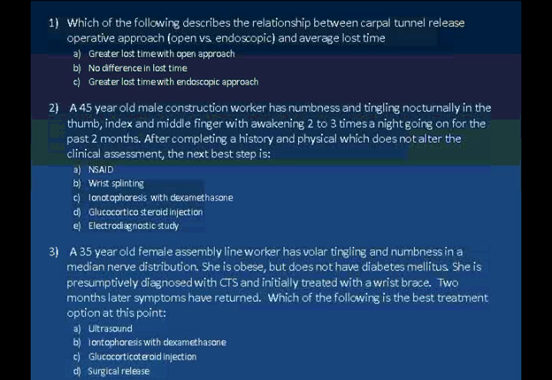Let's assume that she has had a nerve conduction test at some point by her primary care physician prior to going through this process. And so if she's had the nerve conduction study, the next option would be C, to do the steroid injection.